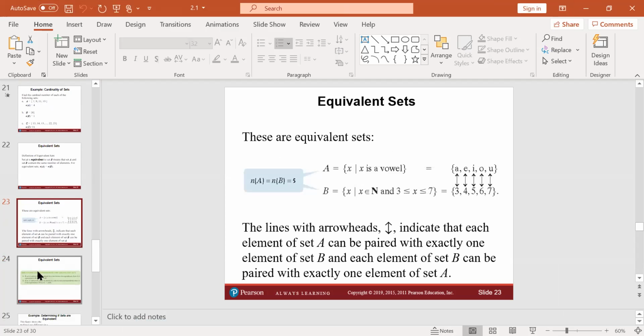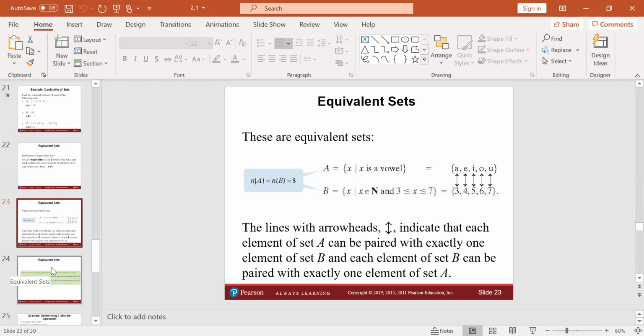So equivalent just means they have the same number of elements. So looking at these two sets, A is all X such that X is a vowel. In other words, it's the set of all the vowels, A, E, I, O, U. Y is not a vowel, as tempting as it is to make it one. And then this other set, all natural numbers greater than or equal to 3, but less than or equal to 7. That means it has 3, 4, 5, 6, 7 in it. It's got 5 things in it. These both have 5 things, so they are said to be equivalent. Again, that's not something you normally would think, but it is true.